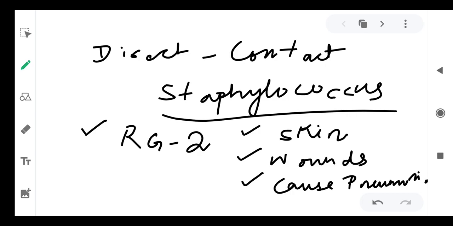Okay, so this direct contact disease is from Staphylococcus aureus, and it is basically a pathogen which infects skin, infects wounds, and also causes pneumonia. Okay, next we will move on.